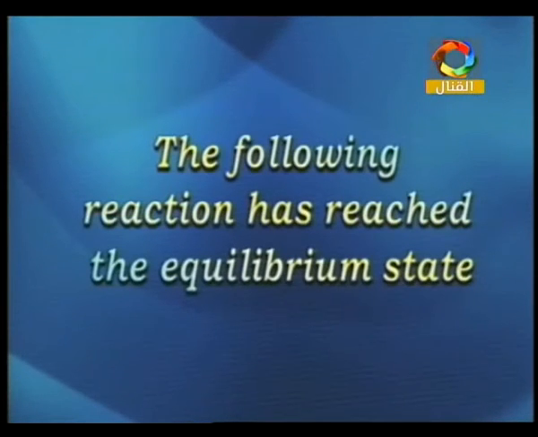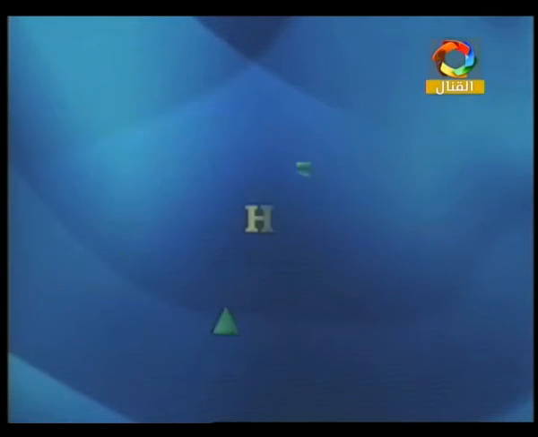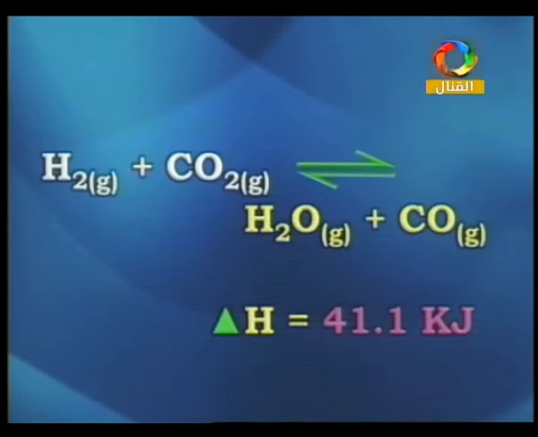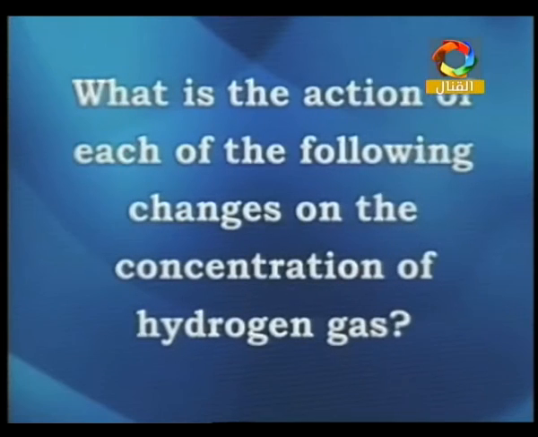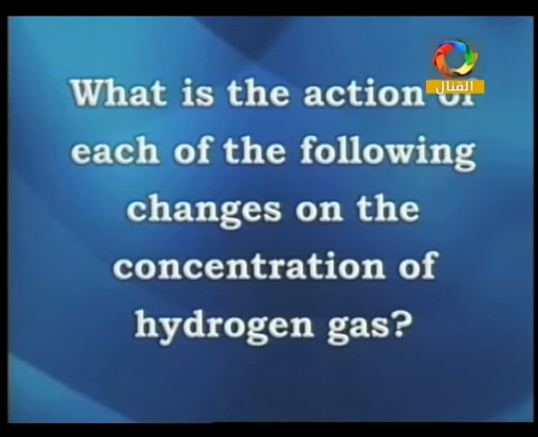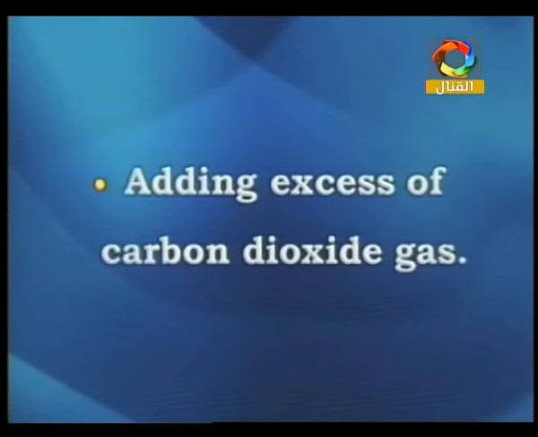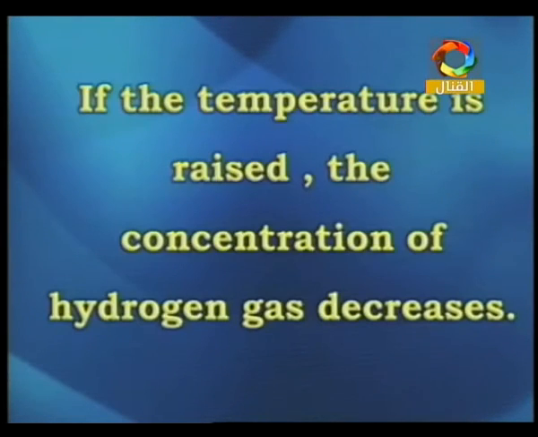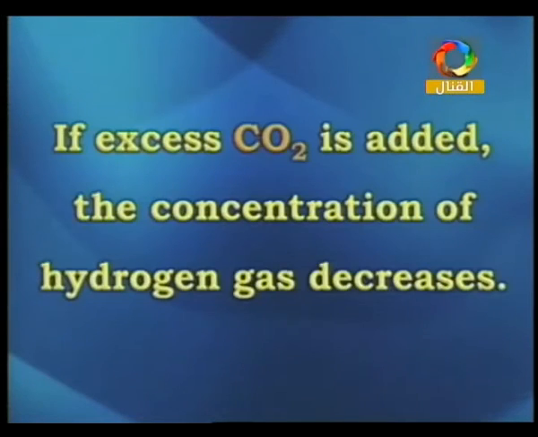Next type of question: the following reaction has reached the equilibrium state. H2 plus CO2 gives H2O plus CO, and delta H equals 41.1 kilojoule. What is the action of each of the following changes on the concentration of hydrogen gas? Adding excess of carbon dioxide gas, raising the temperature. The answer: if the temperature is raised, the concentration of hydrogen gas decreases. And if excess carbon dioxide is added, the concentration of hydrogen gas decreases. Remember, my dear students, we applied Le Chatelier principle.